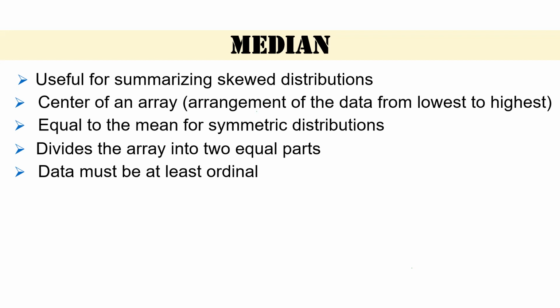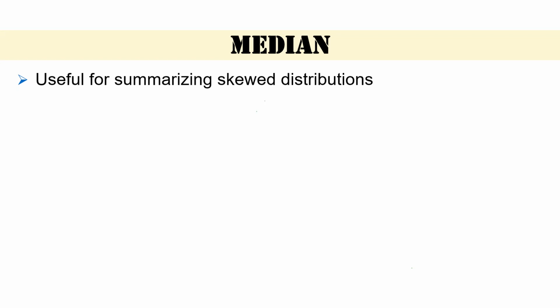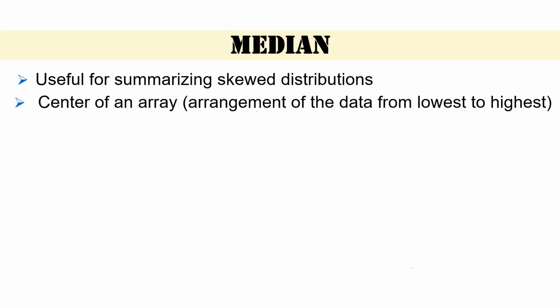Okay, thank you. So usually, when we say skewed distributions, they are not balanced. They are not symmetrical. Meaning, for example, many got high scores or many of the scores are low. So that's an example of skewed distributions. So it's a center of an array. When we say array, for our case, it's assumed that the data is arranged from lowest to highest.